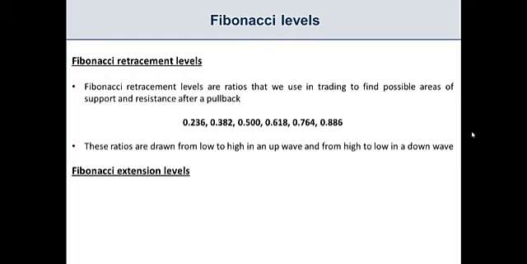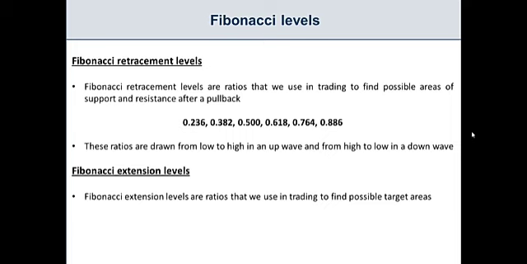Now, Fibonacci extension levels. The Fibonacci extension levels are ratios that we use in trading to find possible target areas after using the retracement levels. So basically the retracement levels are levels that you use to enter a trade, and the extension levels are levels that you use as possible targets for the wave exhaustion. And because these are entries and also exits, you can actually measure the length of a wave within a cycle.